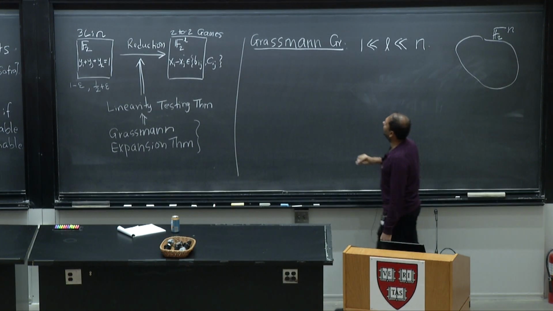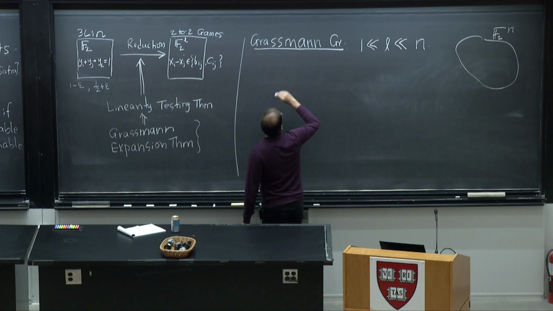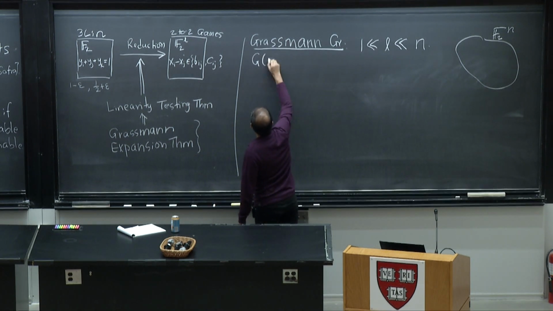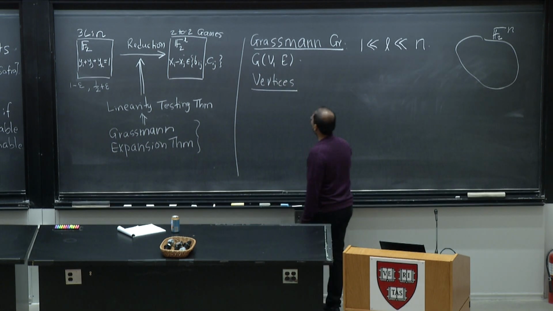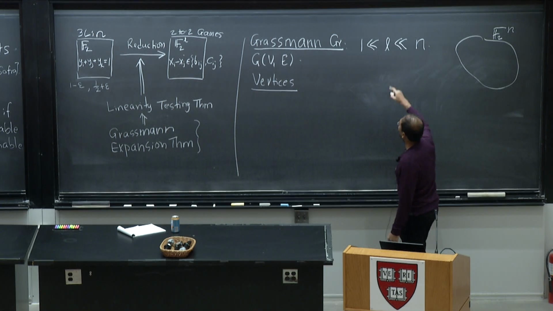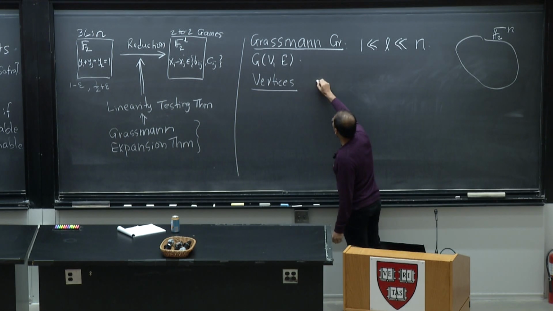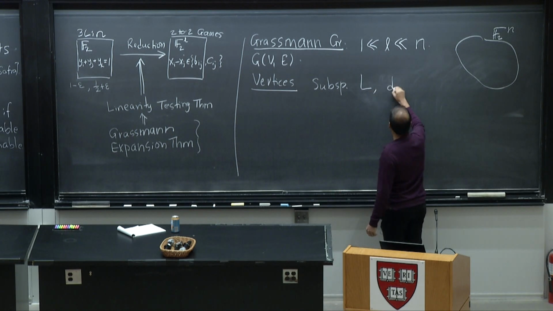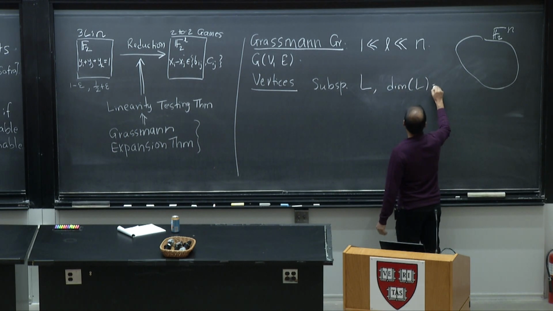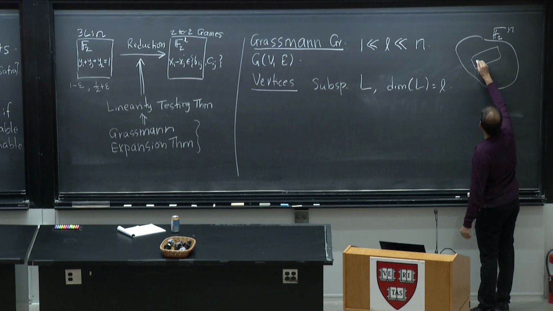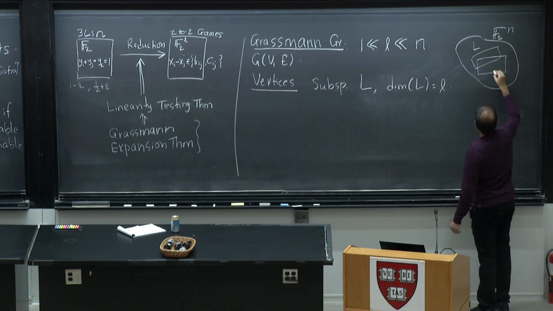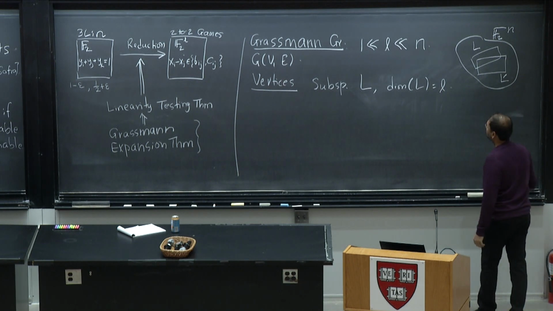The vertices of the Grassmann graph, so let's call this graph G, will be all subspaces of dimension little l. So here is a vertex, maybe here is another vertex, L, L prime, and so on.